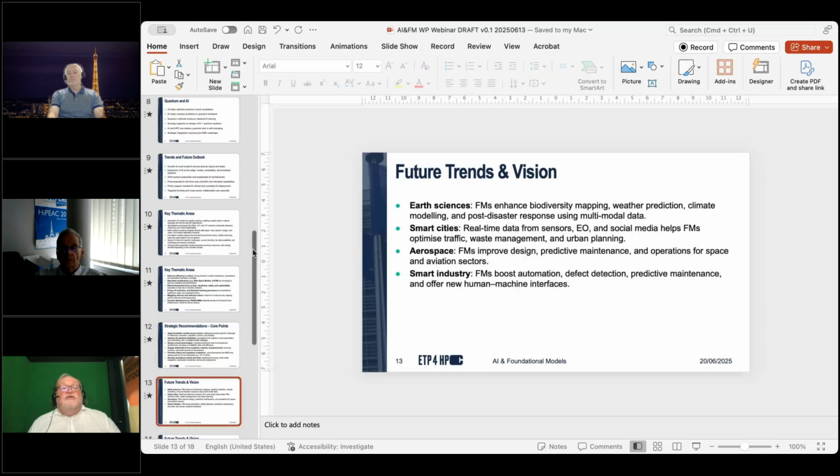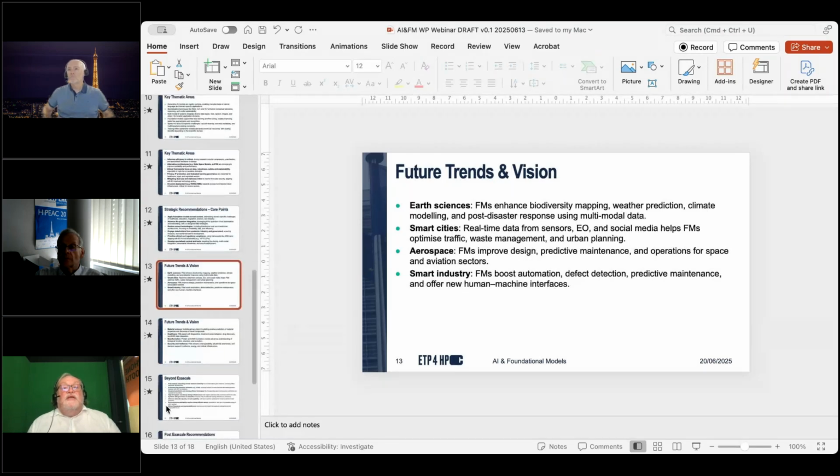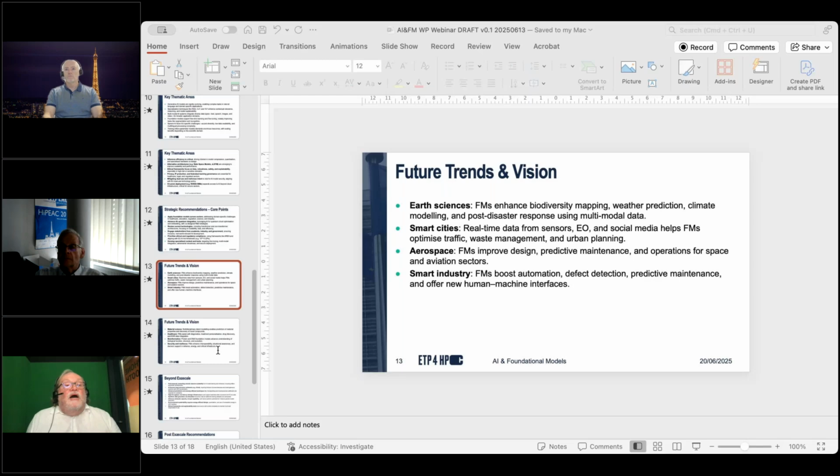We're coming close to the end of the presentation, so let's look at future trends and vision. Our high impact domains include sciences, aerospace, healthcare, smart manufacturing, and these domains are ripe for foundational model integration enabled by sovereign EU HPC capabilities.